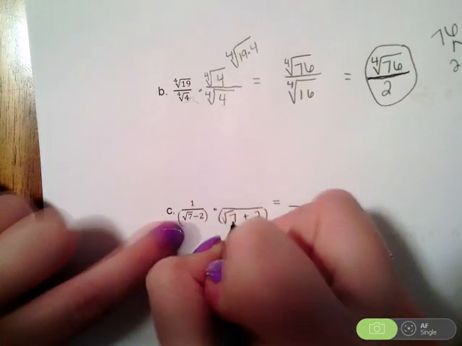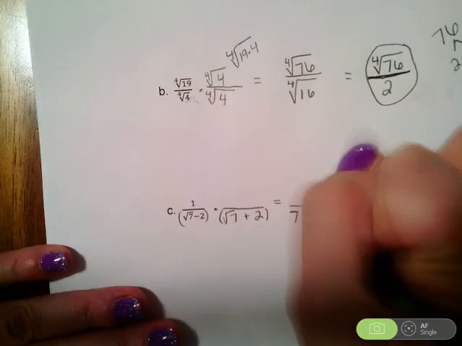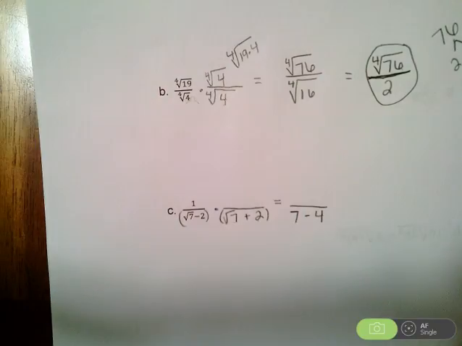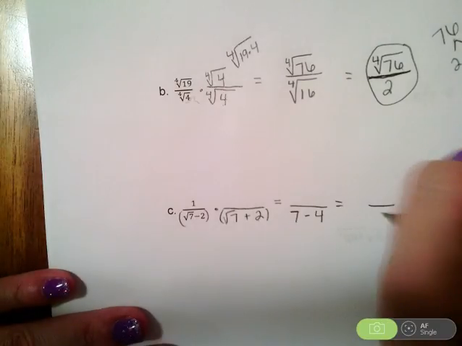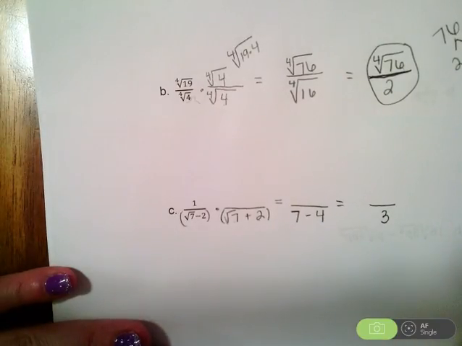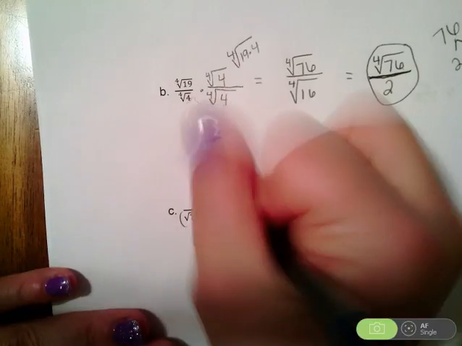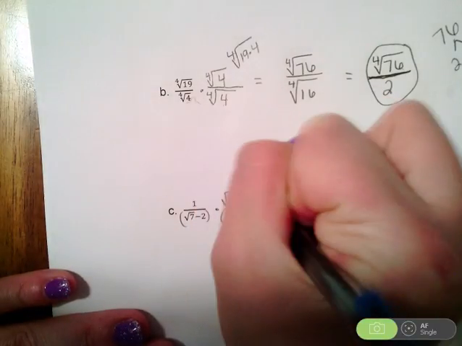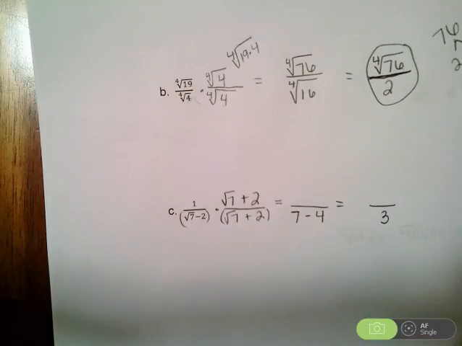Plus 2 root 7 minus 2 root 7 cancels. Okay, you saw this in class, so then you're left with 7 minus 4, which then comes down to 3. So just be aware of that. And whatever you multiply the bottom by, you can also multiply the top by as well. You have to, or it doesn't work.